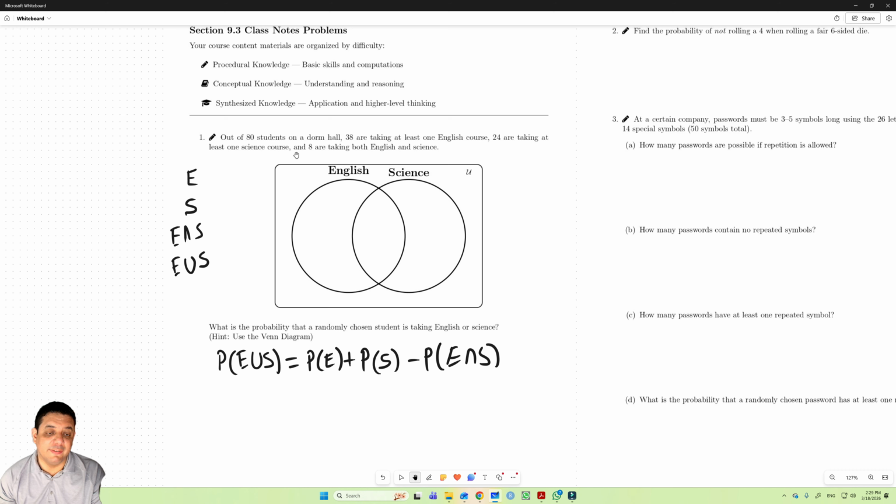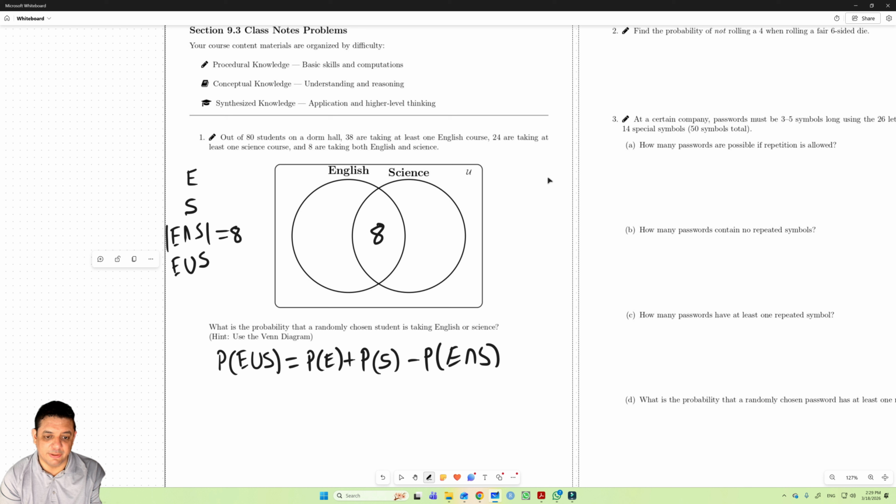And so what we're going to start with is this 8. That says 8 are taking both English and science. So these 8 go in the intersection. And so we get the cardinality of the intersection. Now, once we have this, then we can find out what the others are.